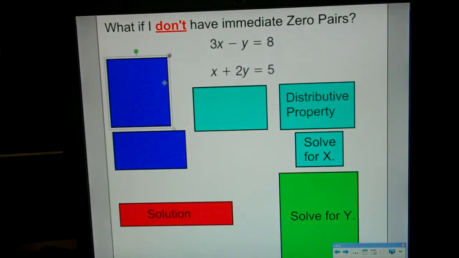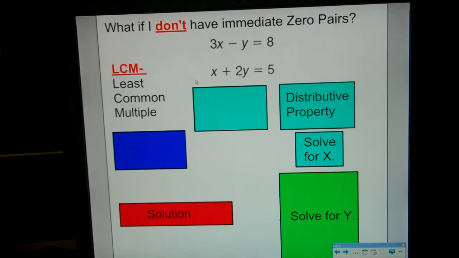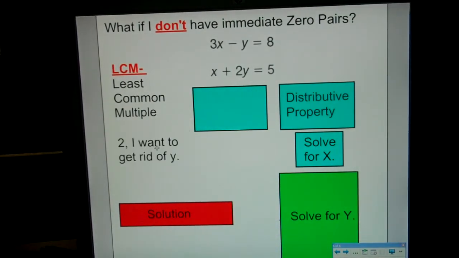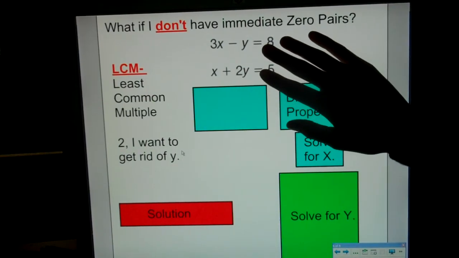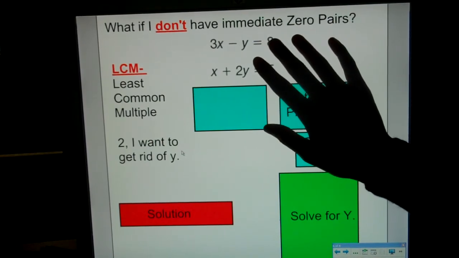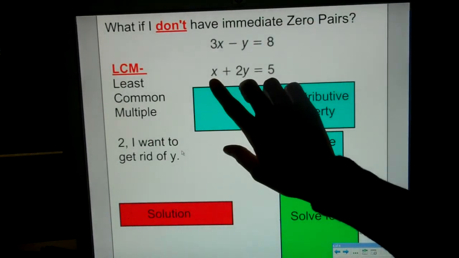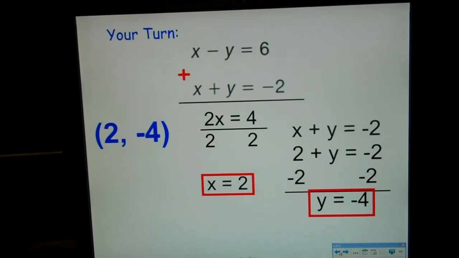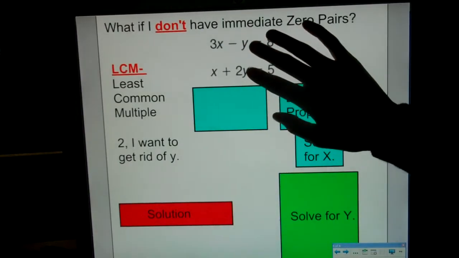You have to find the least common multiple. So here's an extra step. What's the smallest thing that these two coefficients both go into? Actually, I take that back. You want to look at which variable you want to get rid of. Do you want to get rid of y or do you want to get rid of x? To stay consistent with our theme, because here we got rid of y, here we got rid of y, let's go back and get rid of y again.